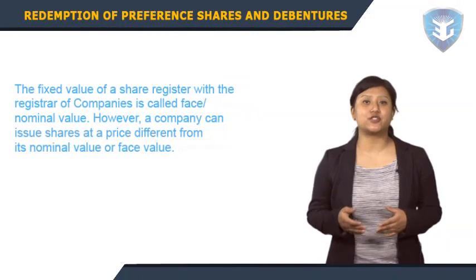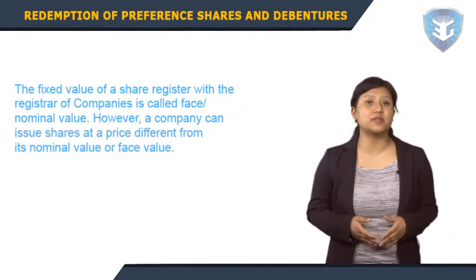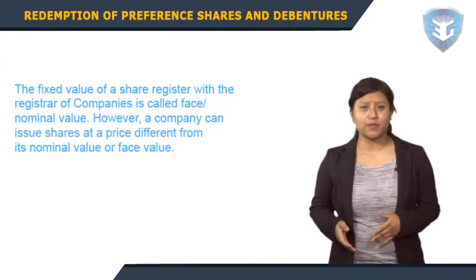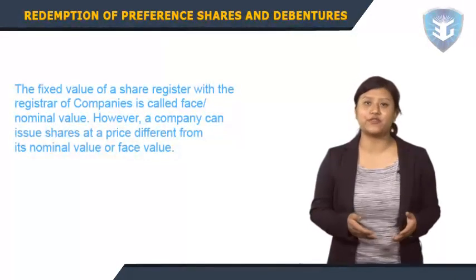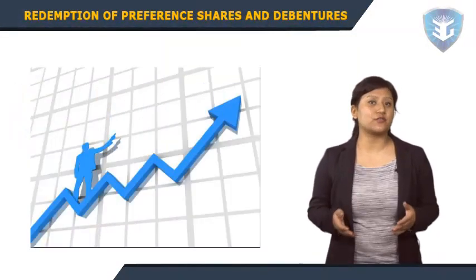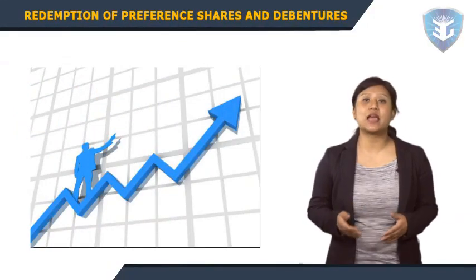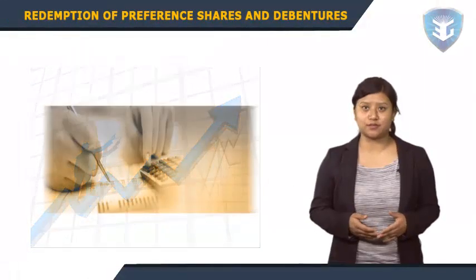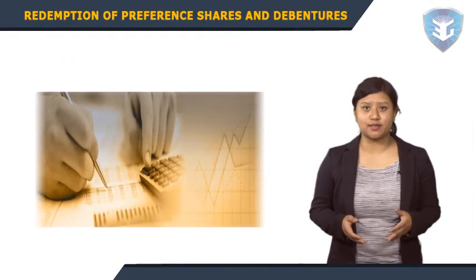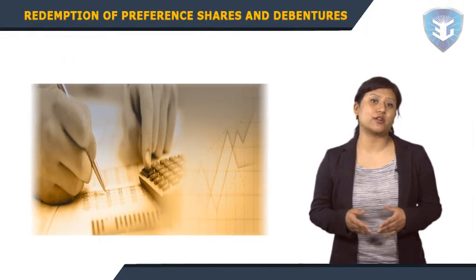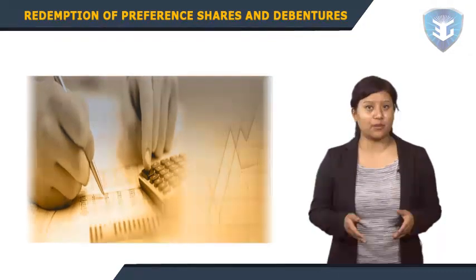The fixed value of a share registered with the registrar of companies is called face or nominal value. However, a company can issue shares at a price different from its nominal value or face value. As the total capital of the company is divided into shares, the capital of the company is known as share capital. A company can issue two types of shares, equity shares and preference shares. The issue of preference shares is one of the important sources of capital of a company.